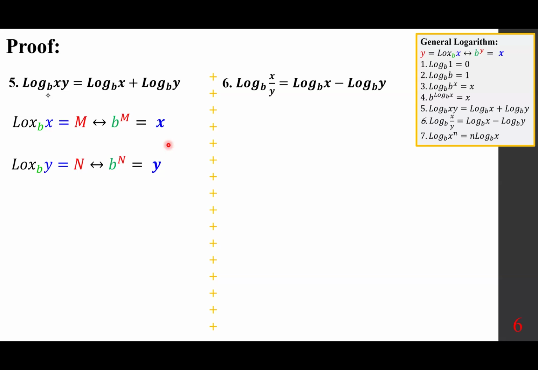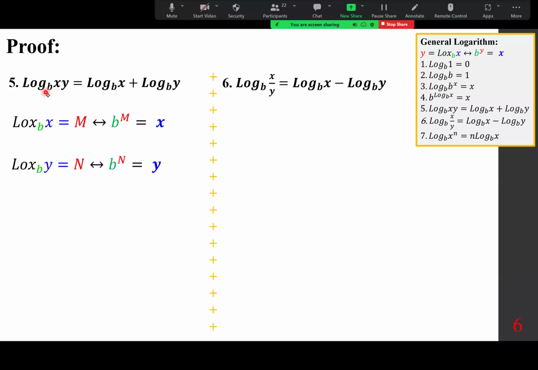So on the left-hand side, we have log xy base b, and so we are going to replace the x and y accordingly. x is b to the power of m, y is b to the power of n, and according to the exponential rule, we can write this as b to the power of m plus n. So log base b of b to the power of m plus n.